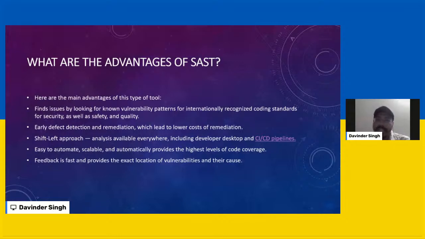So early defect detection and remediation could lead to low cost of remediation. Basically, simultaneously a jar file can be built and tested. And there is a shift left approach, analysis available everywhere, including CI/CD pipelining. So these things are more related to DevOps and DevSecOps.